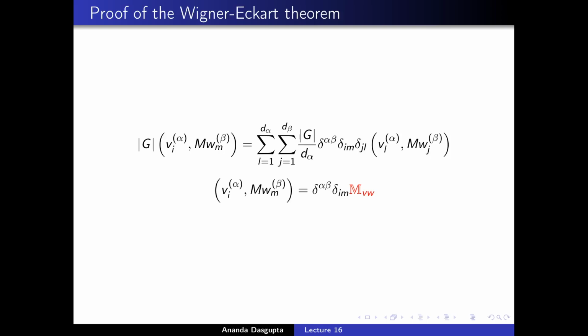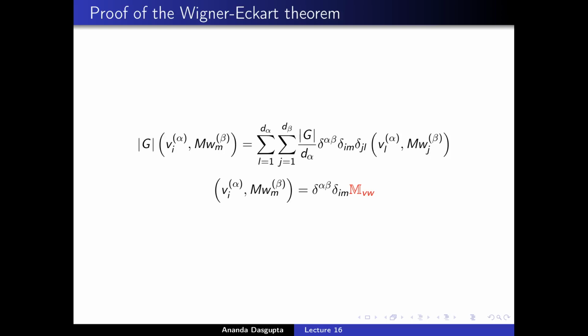So what this is really telling you is that you can relate every matrix element, when you are taking them between the basis vectors which form spanning sets for the invariant irreducible subspaces, to just a bunch of simple numbers MVW, and most of the matrix elements are 0 anyway because of the presence of the delta alpha beta and delta Im.